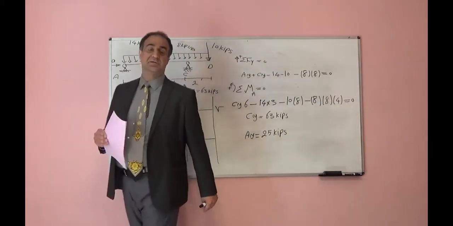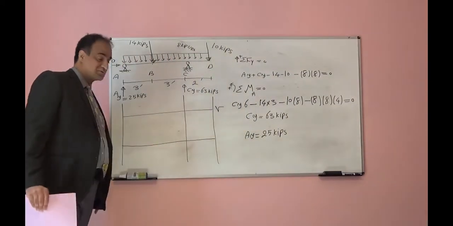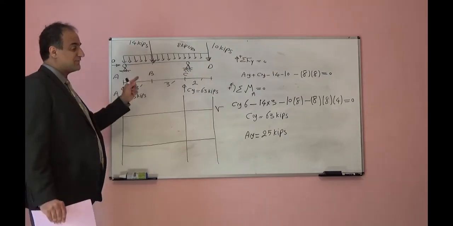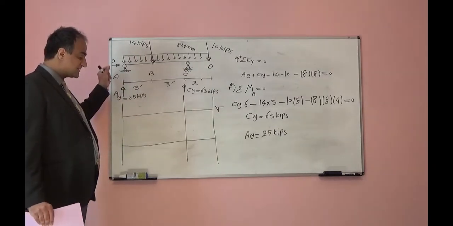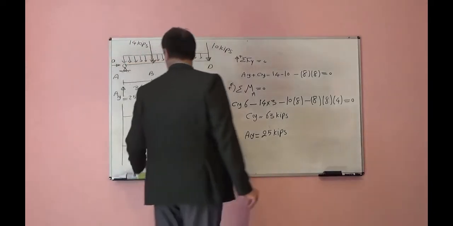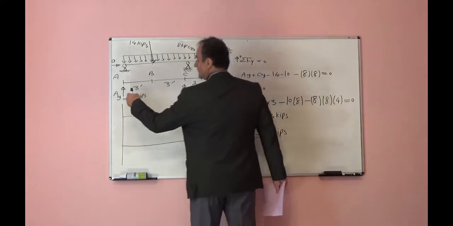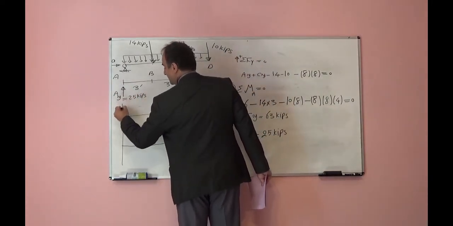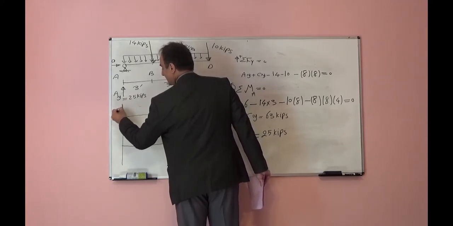For the shear diagram, as I mentioned several times, it is good to move on this beam from left to right. You will start from the left side of the beam and move to the right side. As much as the reaction, you will move in the reaction direction, 25 upward. From point A, you will go up 25 kips.